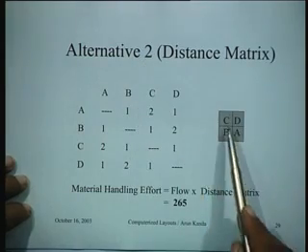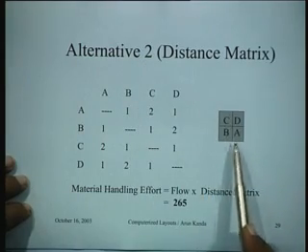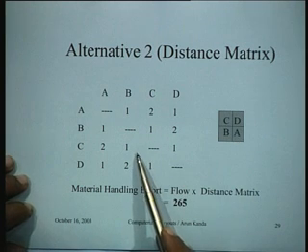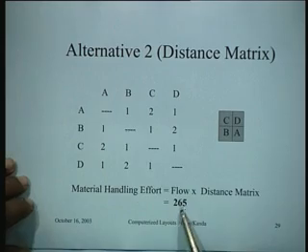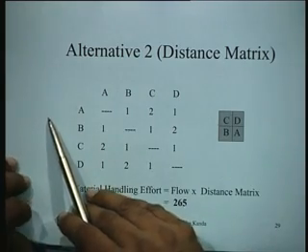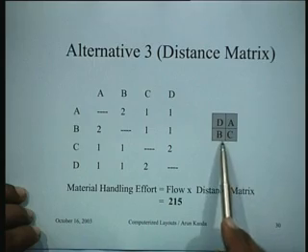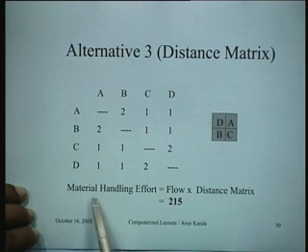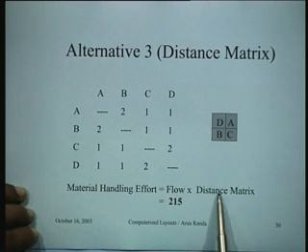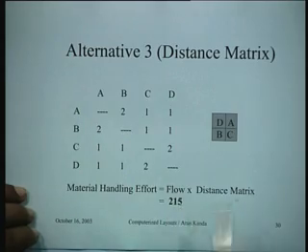This could be repeated for the second alternative. This is the layout. This is the new distance matrix, the flow matrix remaining the same. The total cost will be 265 by this procedure. For alternative 3, this is the new layout, this is the new distance matrix here. Again, the material handling effort with the flow and the distance will come out to 215, which you can calculate by the same procedure.